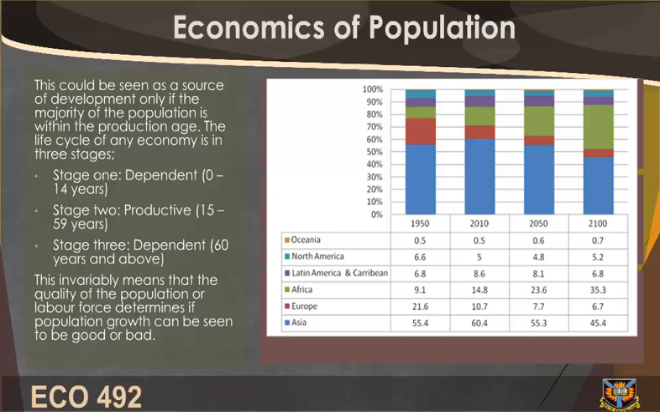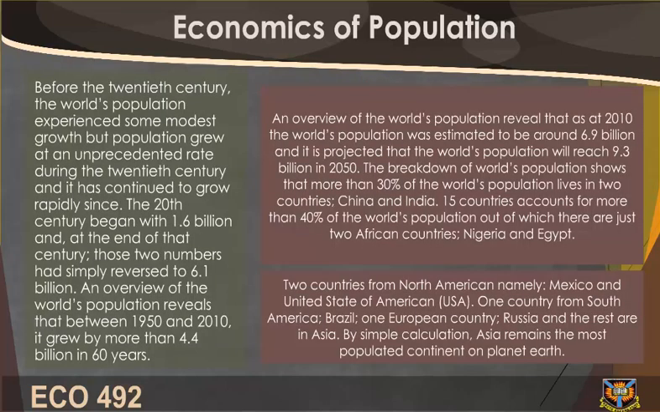Before the 20th century, the world's population experienced some modest growth, but population grew at an unprecedented rate during the 20th century and has continued to grow rapidly since. The 20th century began with 1.6 billion, and at the end of that century, those two numbers had simply reversed to 6.1 billion.